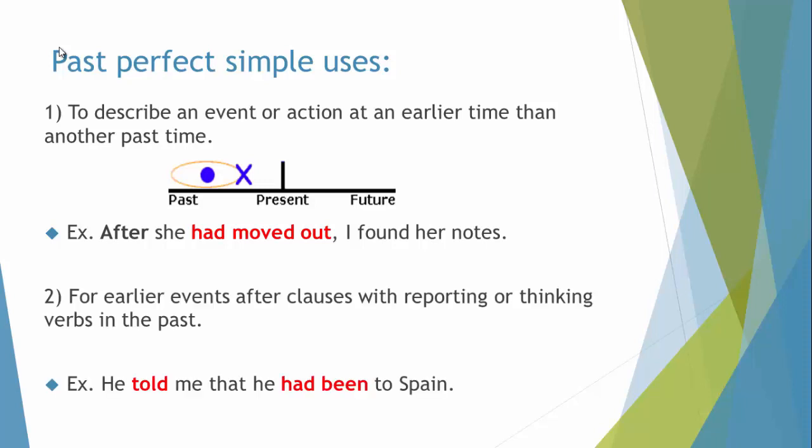Number 2, for earlier events, after clauses with reporting or thinking verbs in the past. An example of reporting or thinking verbs is believed or said. And in our example, he told me that he had been to Spain.